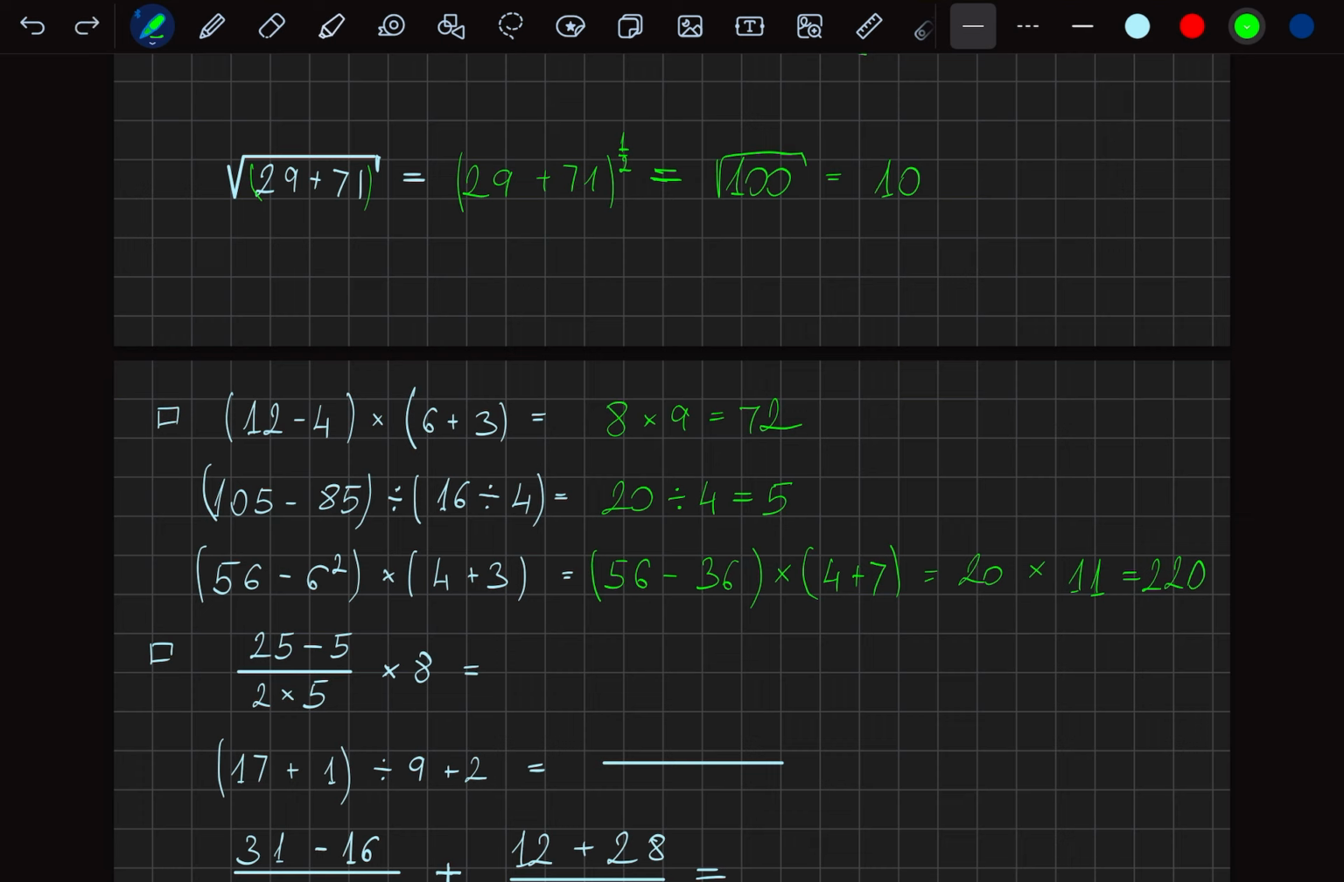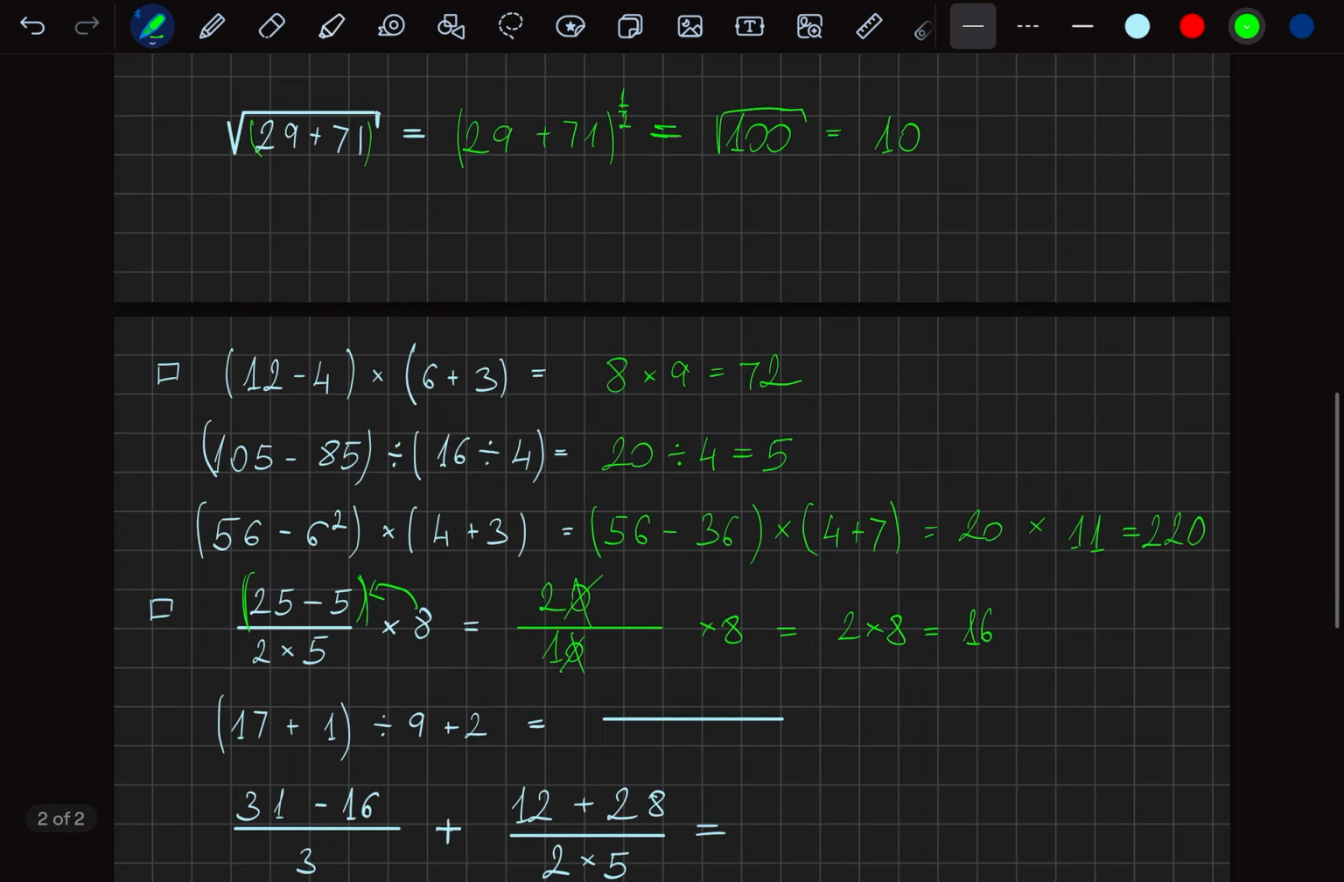Okay. Here we have a bracket, of course we have. So we will start with the numerator and after the denominator. So it's 25 minus 5, it's 20, divided by 2 times 5, it's 10, times 8. We can also multiply first, but don't forget, then we need the bracket. So we can simplify by 10. We can cross the zeros. So it's 2 times 8, 16.